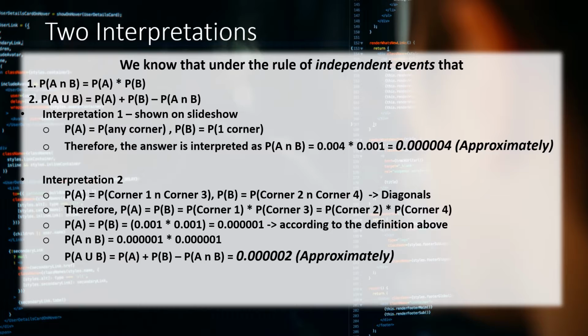So we know by the rule of independent events that the following statistical laws hold true, and so there's 2 interpretations to this problem, and you can see the approximations that we have on the screen. That's how we originally interpreted it: that we have an equal chance at landing in any square or any corner, and then we have to hit the opposite corner, so that's 0.001. Interpretation 2 is to interpret it as a union of 2 possible events of landing in opposite corners. And when we found this probability according to those rules, it was 0.000002, or 2 e to the negative 6.